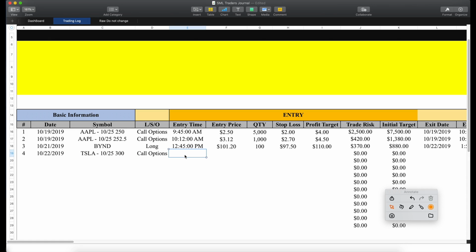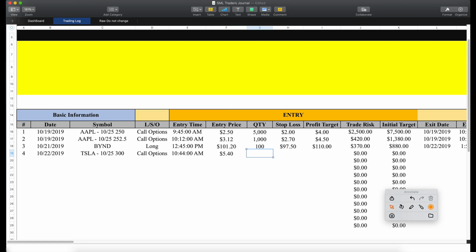Now, what time did I enter the trade? Let's say I enter the trade at 10:44 a.m. I just put that in. Now you can get the trade execution time from your platform. It'll show you what time you entered, so this is something that can be done after you're done with the trading day. What was your entry point? My entry point was $5.40 for this contract.